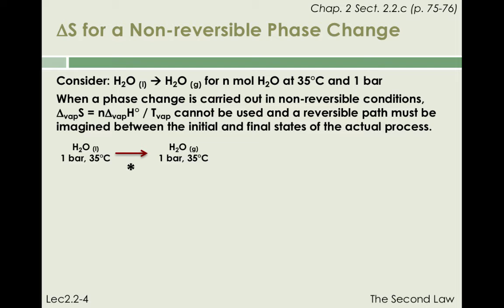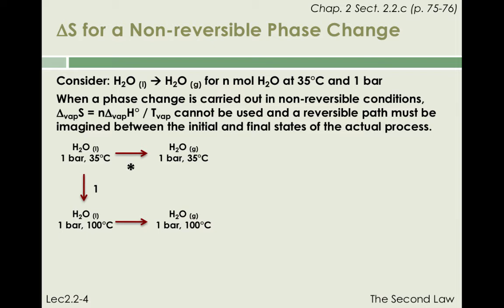Now we need to imagine a reversible path between initial and final states. Since we know that the vaporization of liquid water at 1 bar is reversible at the temperature of 100 degrees Celsius, we use this process as one of the reversible steps of our imaginary path. To complete this reversible path, we need to add two reversible steps.